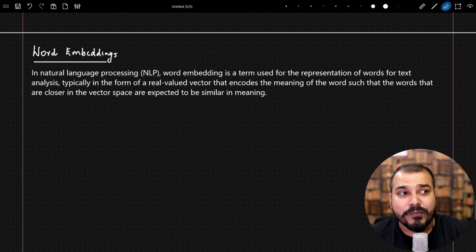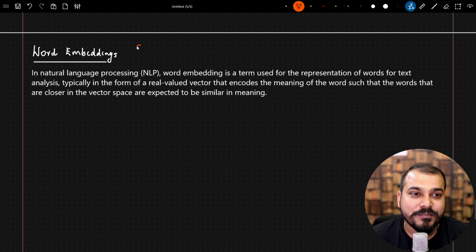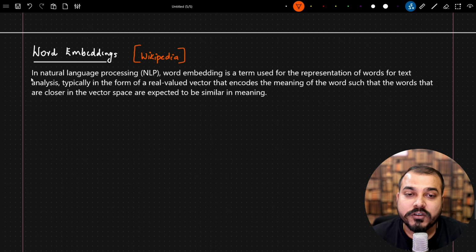And here I've given you a Wikipedia definition. This is a very simple Wikipedia definition. I have taken it from Wikipedia, so the entire credit goes to Wikipedia over here. You can see the definition: in natural language processing, word embedding is a term used for representation of the words, right? For text analysis, typically in the form of real valued vectors that encodes the meaning of the word such that the words closer in the vector space are expected to be similar in meaning.